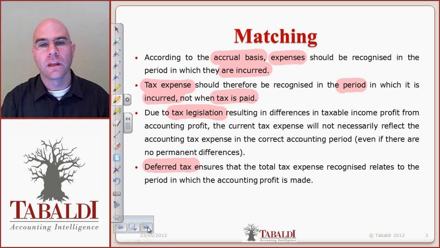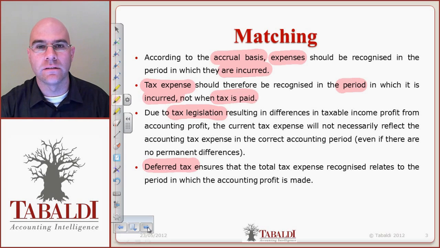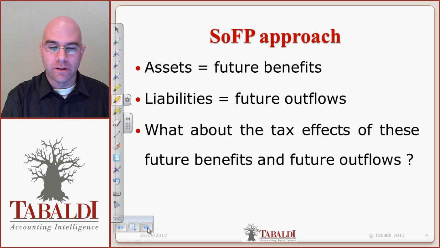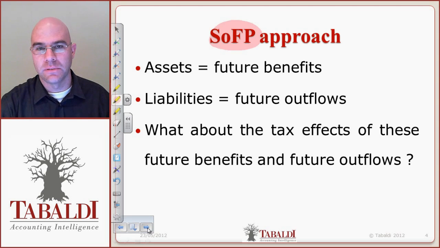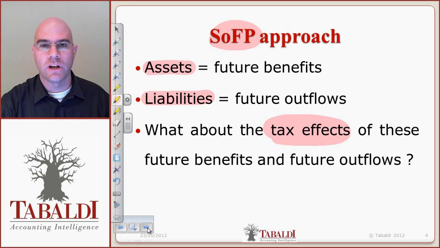Deferred tax is our measure to try and match the full accounting tax expense to the operating profits and profit before tax. So before we go on, let's understand that our accounting is based on assets and liabilities. Assets, in terms of the framework definition, are future economic benefits. Liabilities are future outflows of resources embodying economic benefits. So therefore, when I recognize an asset or liability, I need to ask myself, what about the tax effects of those future benefits and future outflows?